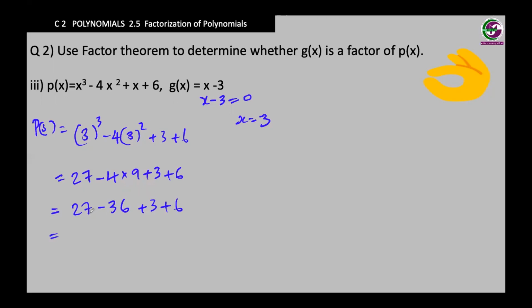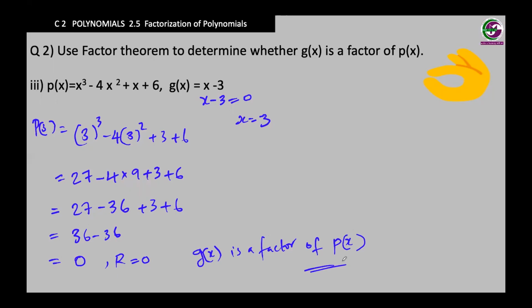Again, let's take all the positive numbers together. 27 plus 3 is 30 plus 6, 36, minus 36 equal to 0. Yes, the remainder is 0. So we know that the divisor is a factor of the given polynomial. Is that perfect? Let's move on to the next question.